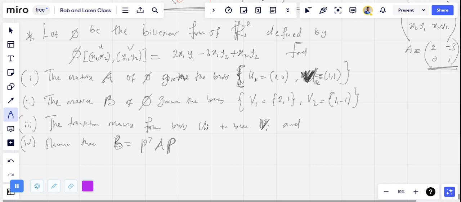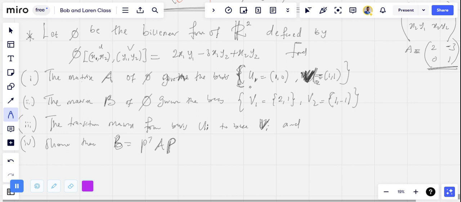To look for matrix A of the bilinear form phi given this basis u1 and u2, so we have u1 and u2. How are you going to look for the phi of u1? The phi of u1 simply implies I have 1, I have 0. So what is 1 comma 0? That's just a point that we actually have there.